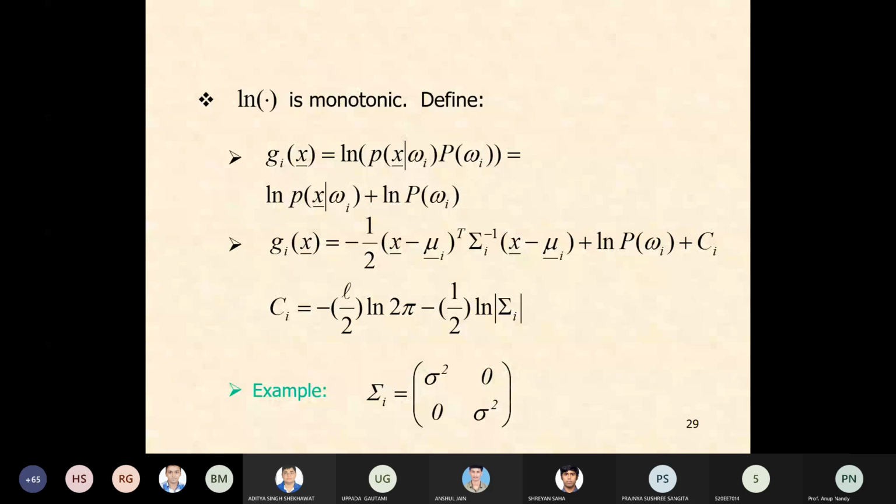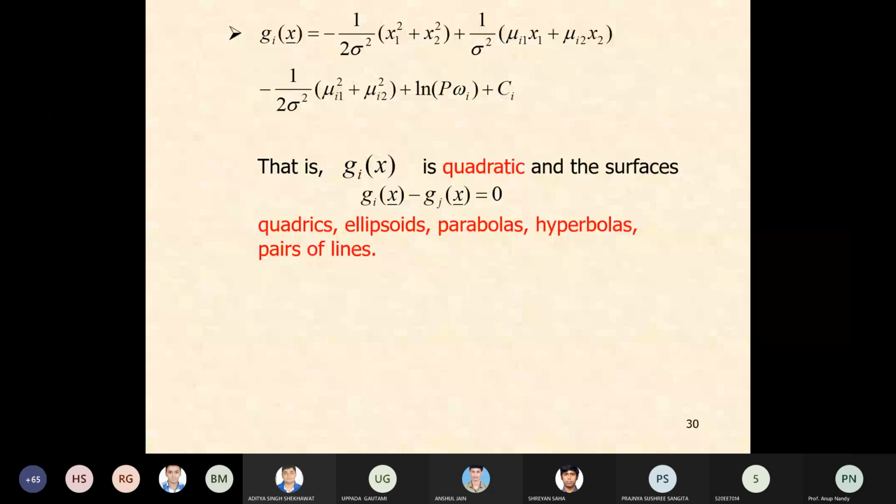And also, based on the covariance matrix, the shape of the density functions will vary. It will be an ellipsoidal figure. The shape of the density function will be ellipsoidal, or a parabola, or a hyperbola, or you will have a pair of lines. I mean the discriminant function that you are going to derive. So based on certain conditions, you will have an ellipsoidal shape, a parabola, a hyperbola, and a pair of lines. We have already seen the concept of the pair of lines, which is a piecewise linear discriminant function.